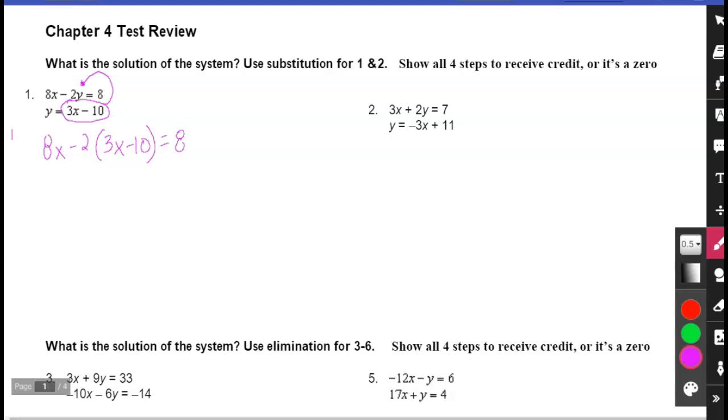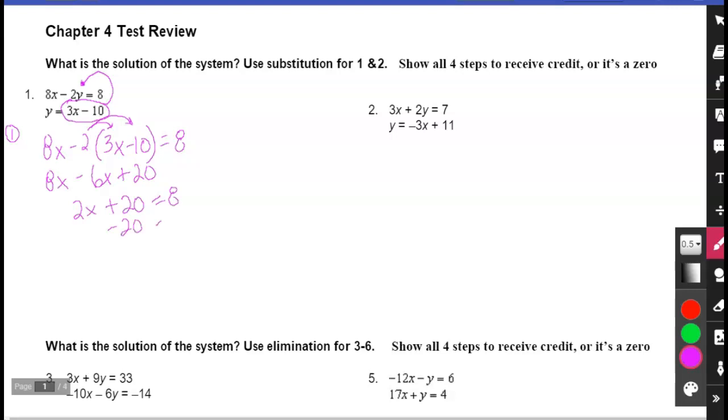Now that I've done that first step, I'm down to just x's. When I do my distributive property, be careful of your negatives, because that's a negative 2. That's how we treat that. So negative 2 times 3x is negative 6x, and negative 2 times negative 10 is a positive 20. So it becomes 2x plus 20 equals 8.